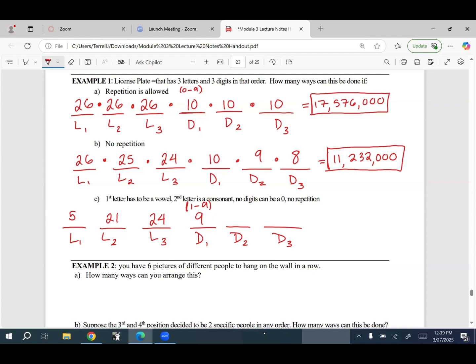And now when I go to select my second digit, because the first digit is already gone, I should have 1 less, and 1 less again because of no repetition here. And again, the counting principle says multiply the ways that this can be done. And if you do that, you should get 1,270,080.